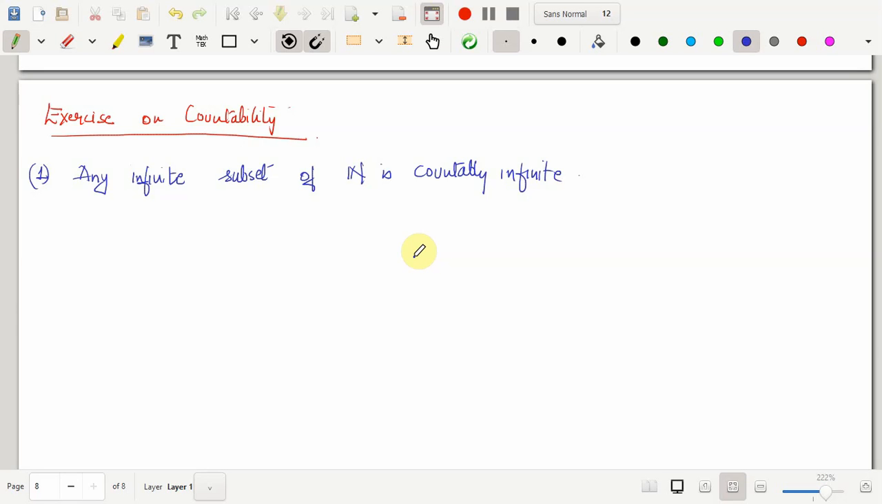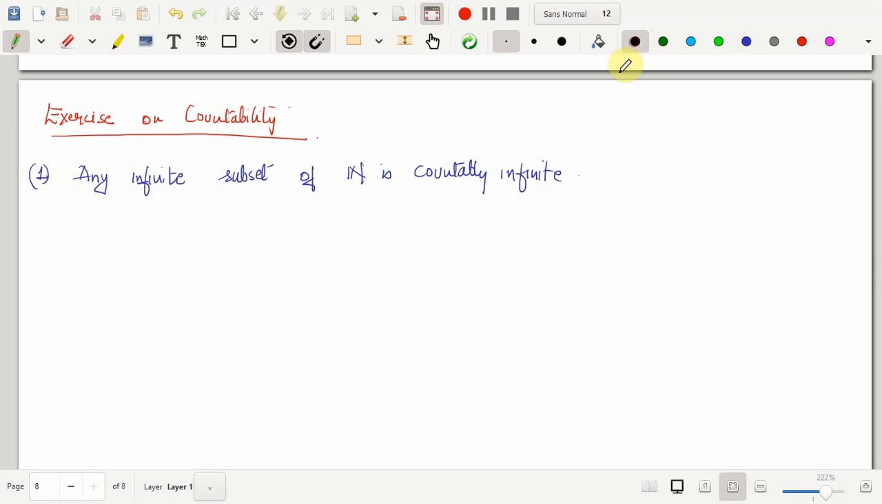This is the second, the last video on the topic countability of sets. And in this lecture, we will discuss some standard exercises on countability. So the first one says that if we have any infinite subset of the natural numbers, then it has to be countably infinite.